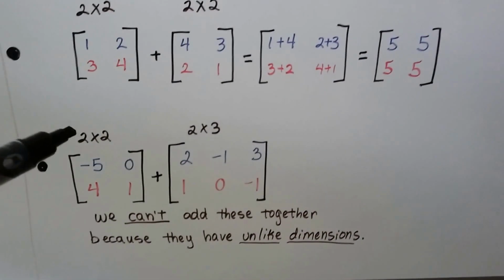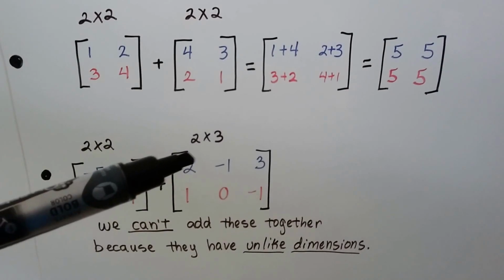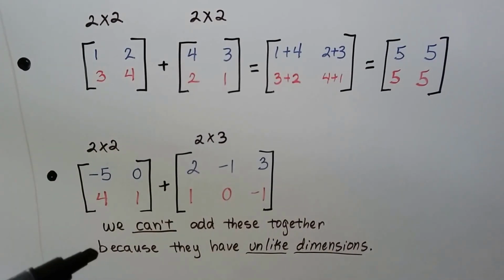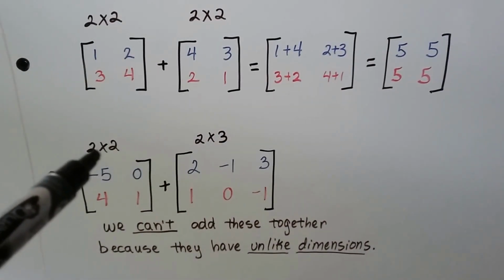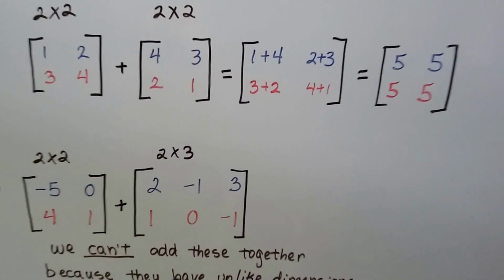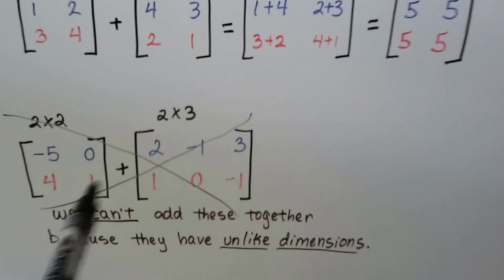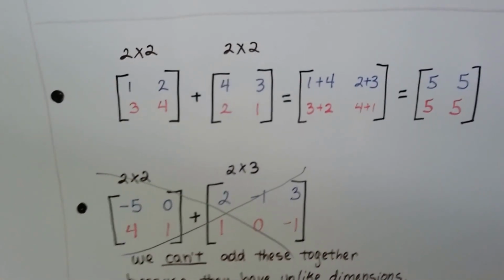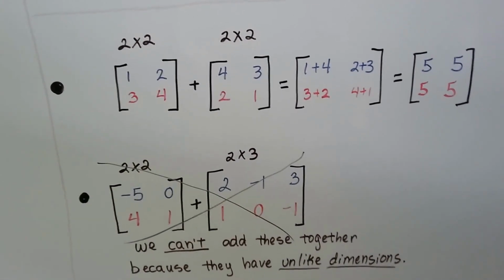Now look at this one. Here's a 2 by 2 matrix, 2 rows, 2 columns. And here's a 2 by 3, 2 rows, 3 columns. We cannot add these together because they have unlike dimensions. Because that's a 2 by 2 and that's a 2 by 3, we cannot add these together, okay? It can't be done. They've got to have the same dimensions, all right? The same number of rows compared to the same number of columns, all right?